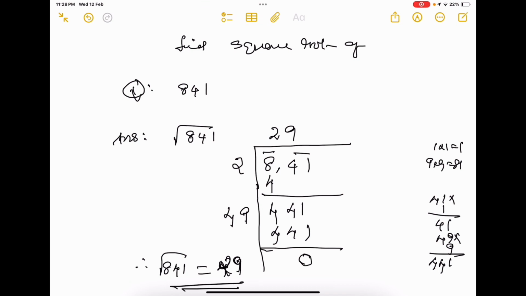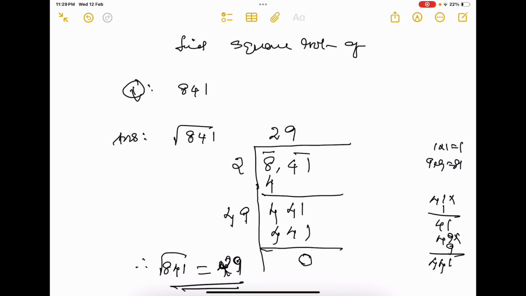That is, the left side group has only 1 digit. Sometimes there will be 2 digits, or sometimes there will be 1 digit. Then check whether the left side group is a perfect square or not. A perfect square means that if we multiply two same numbers, the product is called a perfect square. Like 1 into 1 is 1, so 1 is a perfect square. 2 into 2 is 4, 4 is a perfect square. 3 into 3 is 9, 9 is a perfect square.